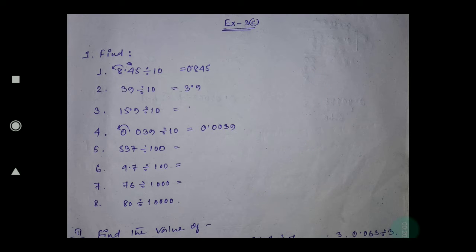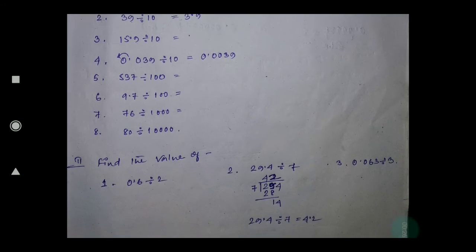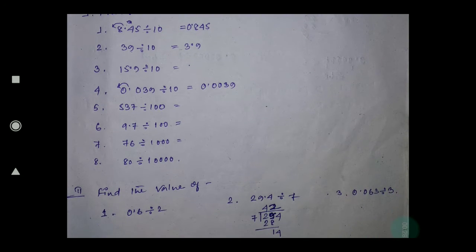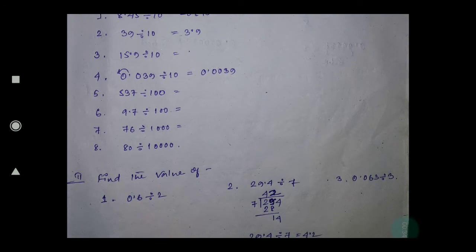Like this, 39 divided by 10, it will shift to the left side by 1 place. That means it will be 3.9. So like this, all these questions of one number you have to do by yourself. No calculation is needed, you just have to shift the decimal point.